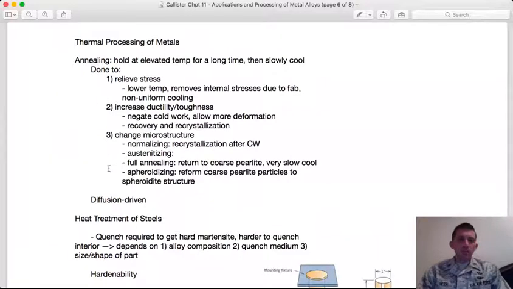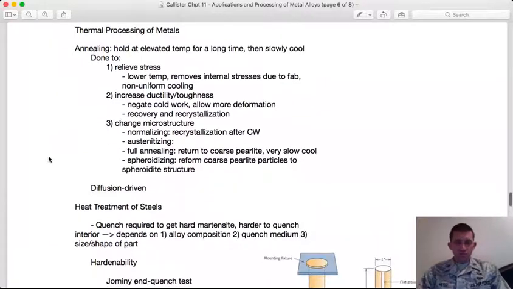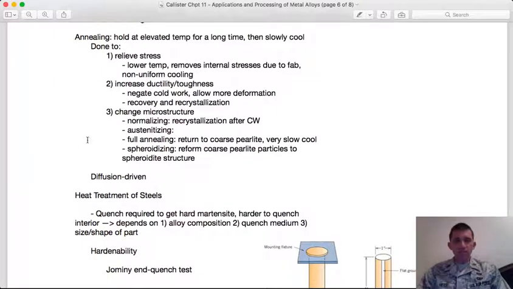And annealing also allows you to change the microstructure. We saw this above with the cast irons, where you can have white cast iron, and then you bring it up to higher temperature, and you can change the microstructure by allowing the cementite to decompose into graphite. That's an example.